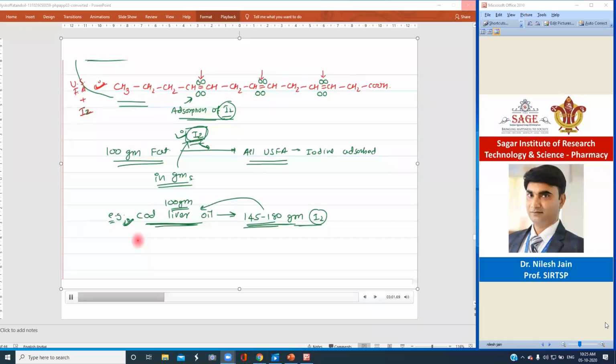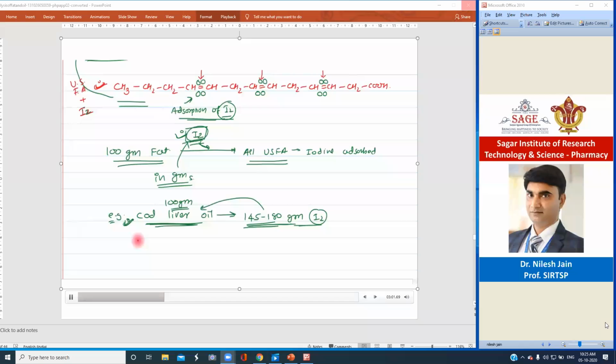Now let's look at our second quantity, that is the acetyl number. Let's first look at its definition. The acetyl number is the number of milligrams of potassium hydroxide required to neutralize the acetic acid. It is the number of milligrams of KOH required to neutralize the acetic acid produced when 1 gram of fat is acetylated with acetic anhydride.